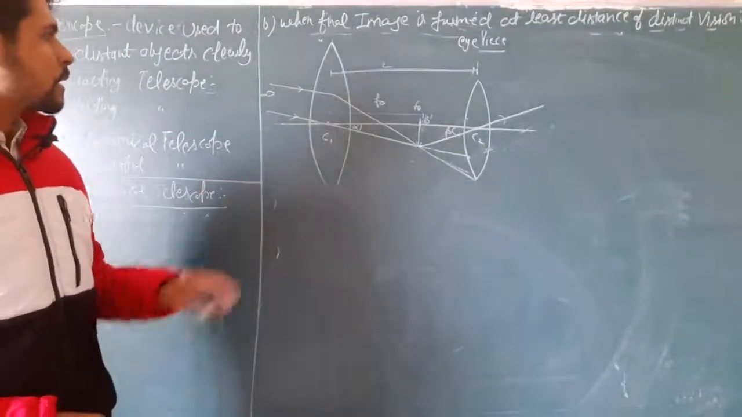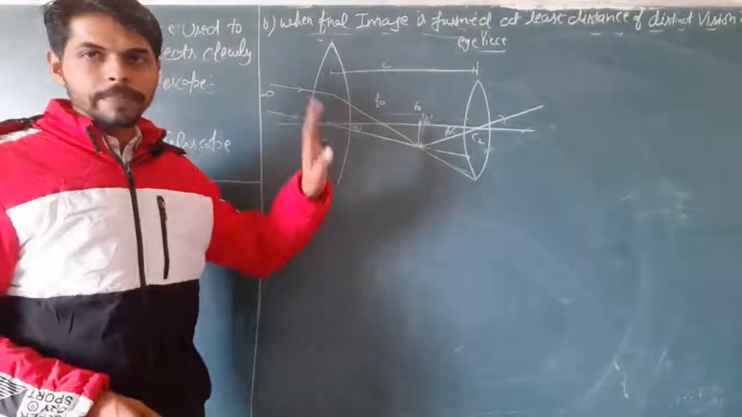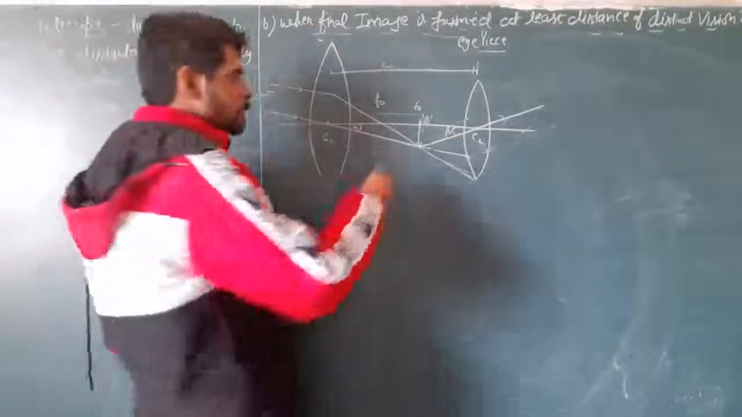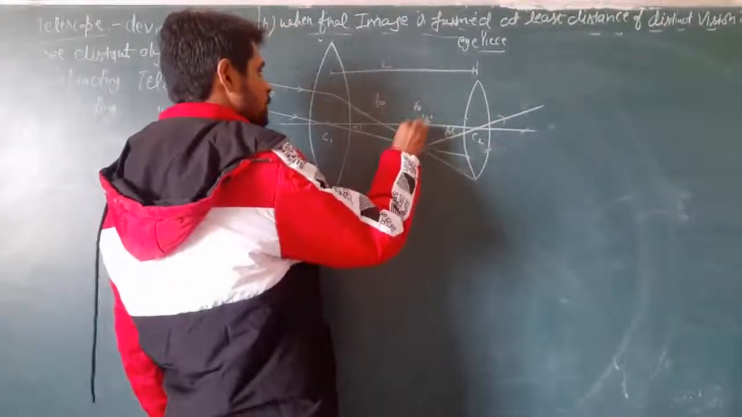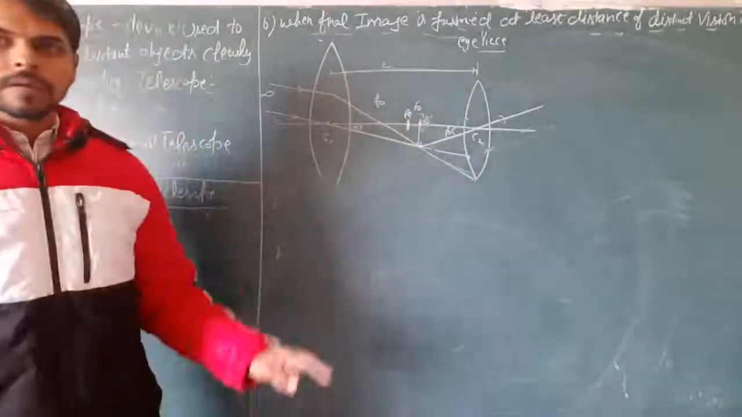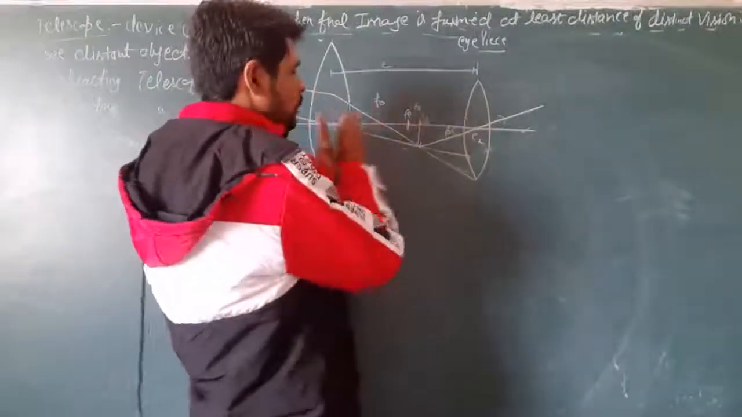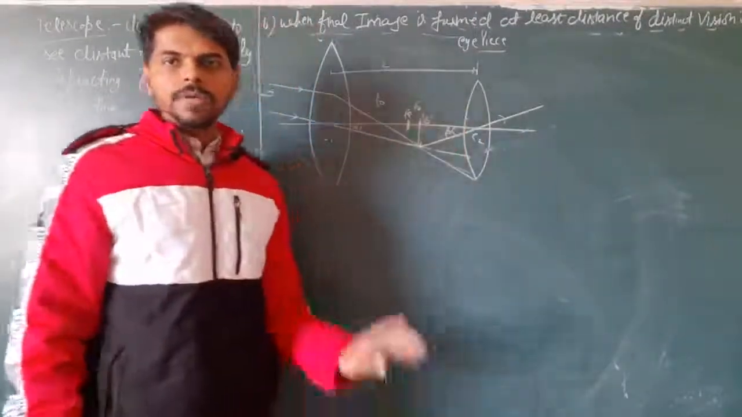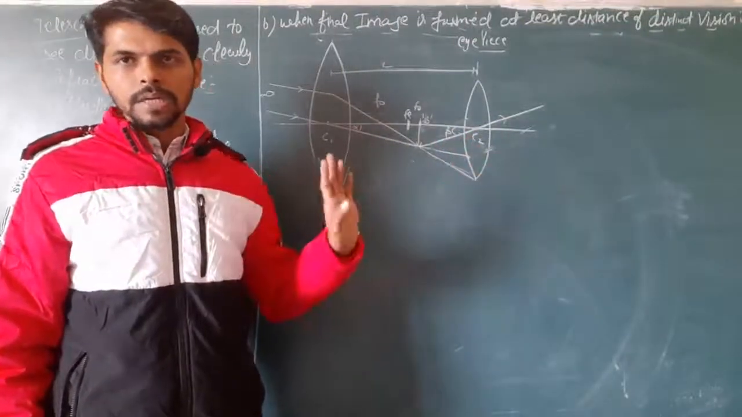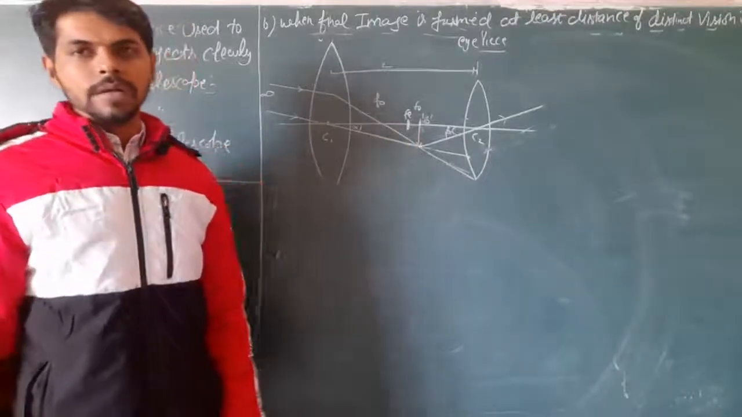So what is in this case? The object is at infinity. The objective lens will form the image at its focus. Now the focus of the eye lens will not be at the focus of the objective. So the focus of the eye lens is there. This is FE. Okay, I am darkening the place. The image formed by the objective lens will be the object for the eye lens.